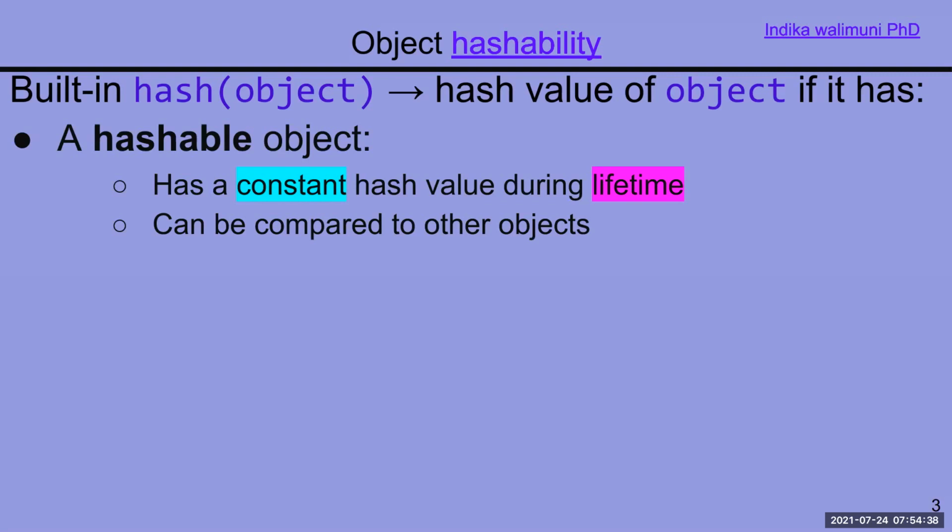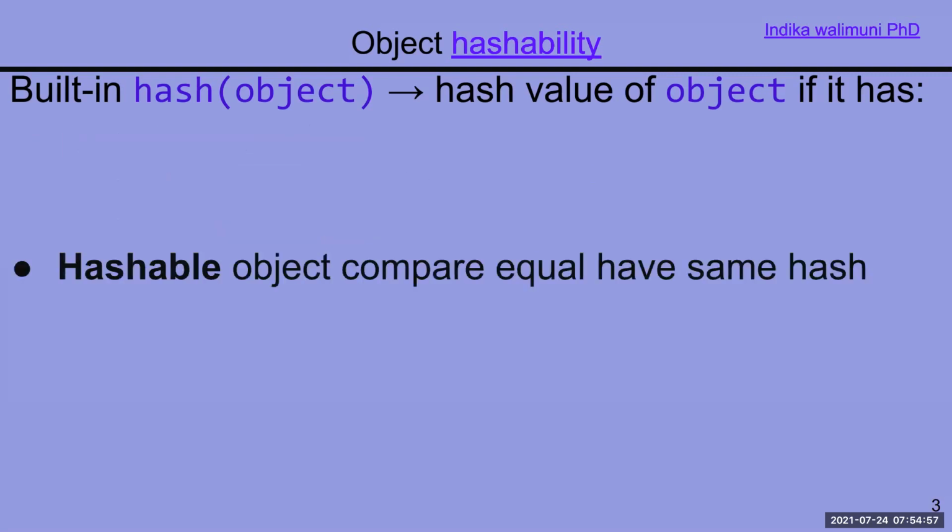So a hashable object has a constant hash value during its lifetime. It never changes during its lifetime, and it can be compared to other objects. Hashable objects that compare equal have the same hash value. So if two objects are equal, then they should have the same hash value.